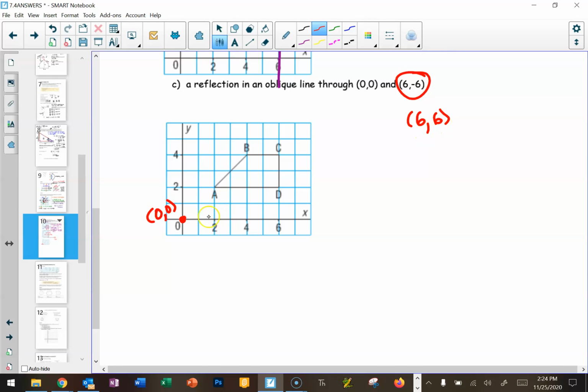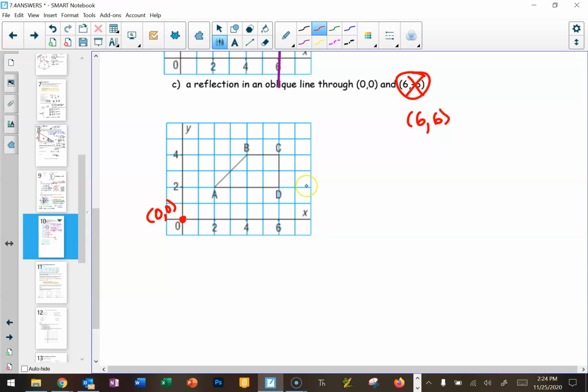If it was 6, negative 6, we could go over 6 and down here somewhere for negative 6. You could still reflect this object down there, but it's really difficult because just the way the shape is oriented to this line would make it very, very difficult. Doable, but not something we would do in grade 9. So make sure you scratch that out and put 6 and 6 instead of 6 and negative 6.